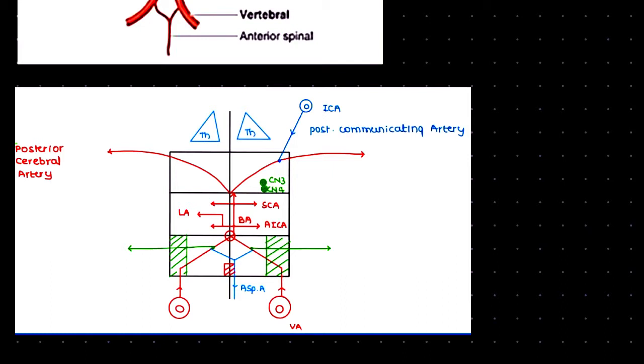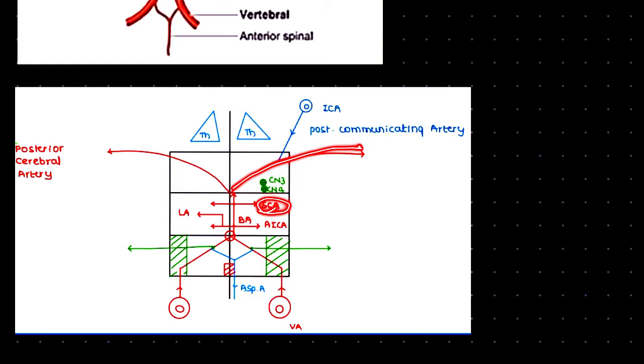Now similarly, what do we have here? As you can see, what is this? Posterior cerebral artery, right? This posterior cerebral artery is also a branch of our basilar artery. Now if you look more carefully, you will see cranial nerve 3 and cranial nerve 4, right? Where are they present? They are present between our superior cerebellar artery and our posterior cerebral artery, right?